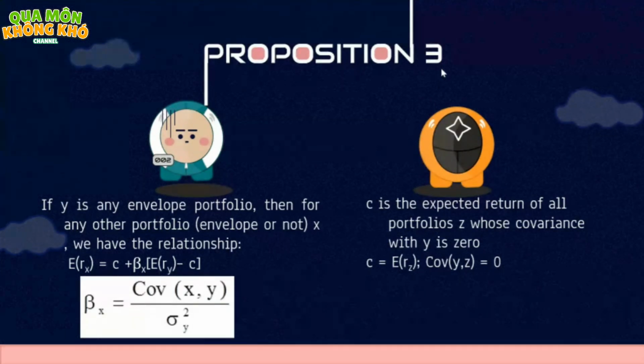Proposition 3 states that if Y is any envelope portfolio, then for any other portfolio, envelope or not, X, we have the relationship: expected return of Rx equals C plus beta X multiplied by expected return of Y minus C, and C is the expected return of a portfolio Z whose covariance with Y is 0.